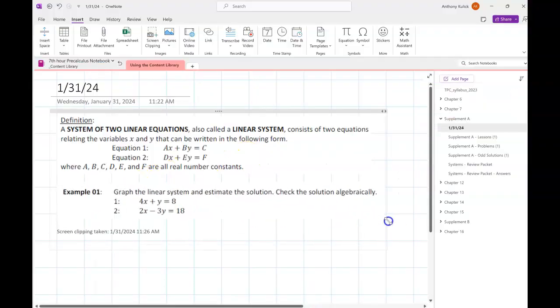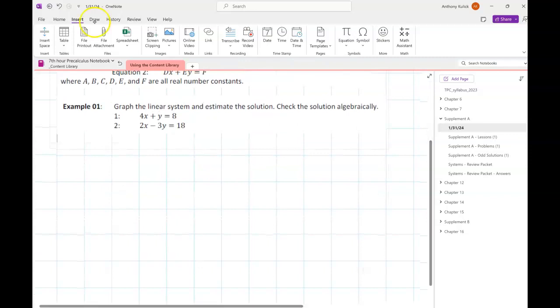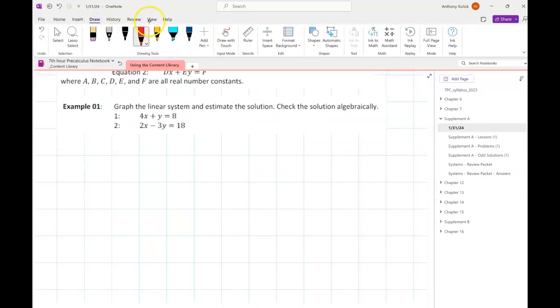So let's take an example. To graph this, I'm going to start with equation 1, and I'm going to rearrange that so that it's in slope-intercept form. I want it to look like y equals mx plus b. Basically, I just want to make sure the y is all by itself. So what do I need to do to this first equation to get y by itself?